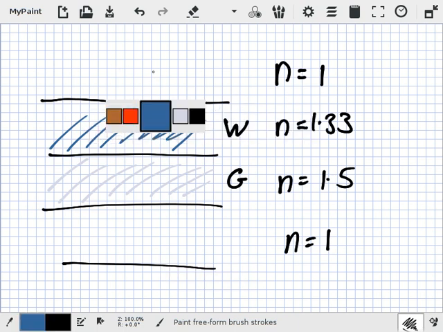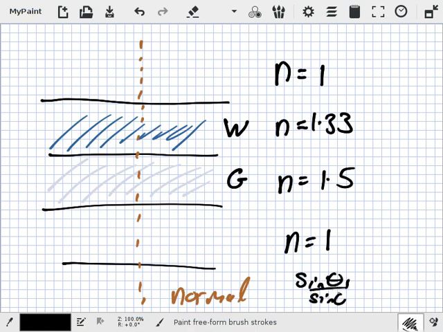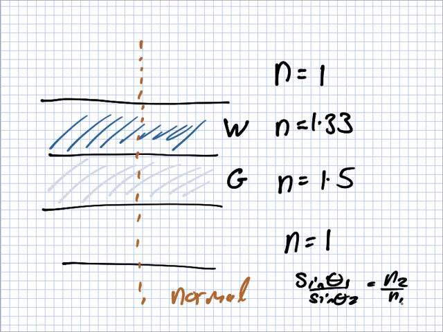Okay. Right, let me just put a line down here. This is the normal. Now if you look at the formula, sine theta 1 over sine theta 2 is equal to n2 over n1. So if the n increases, the theta decreases. So what's the first angle? Comes in at 35. So because the n increases, this angle will decrease. So this is less.